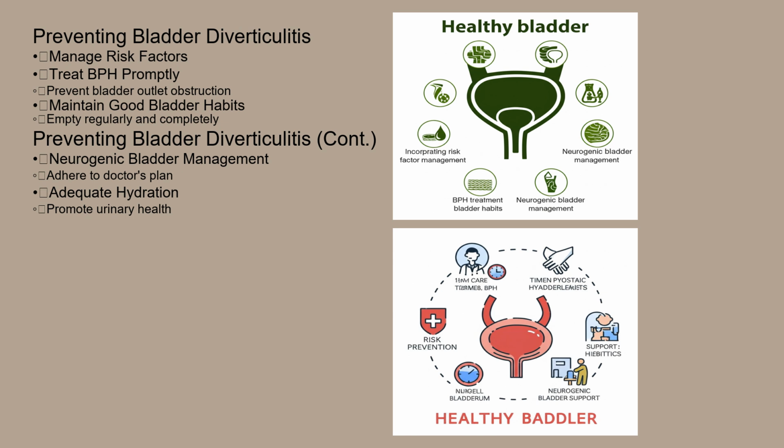Preventing bladder diverticulitis focuses on managing the risk factors. Prompt treatment of BPH in men can help prevent bladder outlet obstruction. Maintaining good bladder habits, such as emptying the bladder regularly and completely, can reduce the risk of urinary retention. For individuals with neurogenic bladder, adhering to a bladder management plan recommended by their doctor is essential. Adequate hydration is also important to promote urinary health.